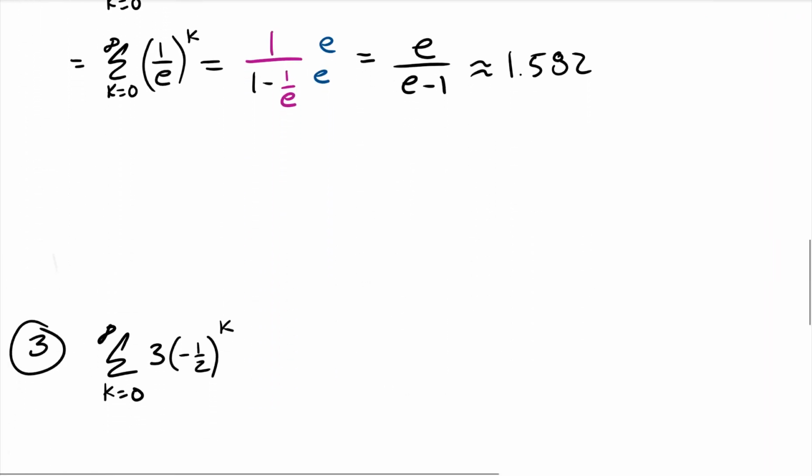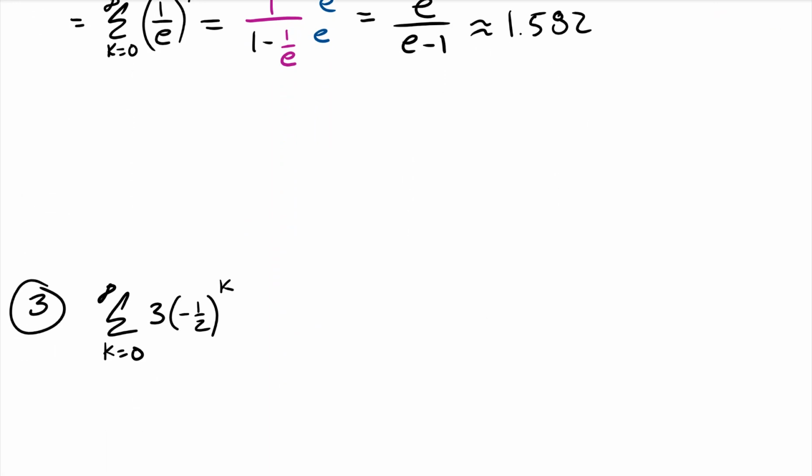Let's go to number 3. Okay, so, all right, k starting at 0. We got 3 times. So let's go through it. Let's see if we can solve this one out real fast. Again, let's find A. A is just the coefficient. That's the 3. And our R is equal to negative 1/2.